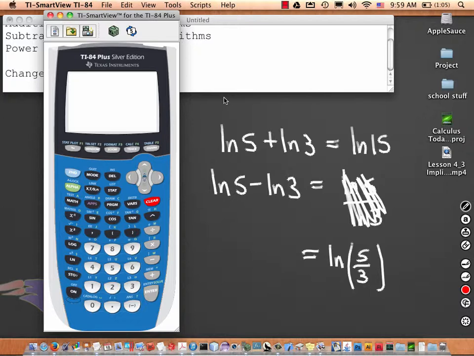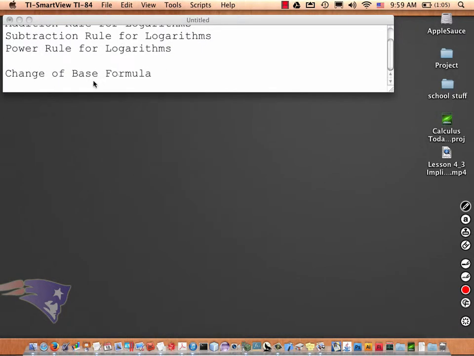The properties that we're learning, Caitlin, they're very good, they're very useful, but they're also easy to abuse. The subtraction one is easy to abuse. The power rule is easy to abuse, too. Okay? All right. So when it comes right down to it, we want to be able to solve logarithmic equations.